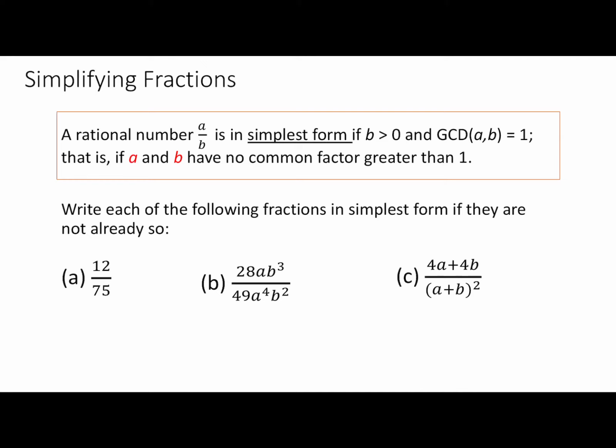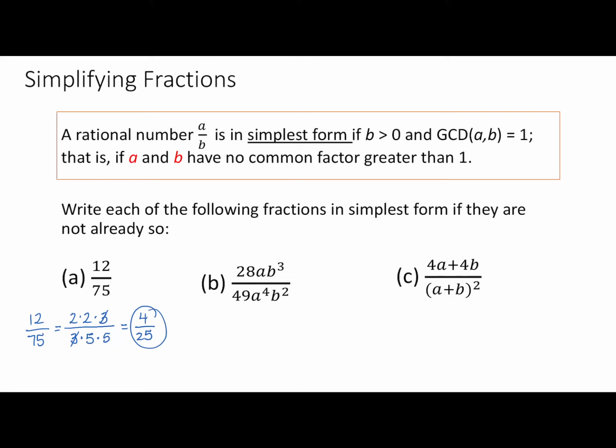Okay, so let's think about factoring 12 and 75. So 12 is 2 times 2 times 3. 75 is 3 times 25, which is 3 times 5 times 5. The numerator and denominator have a common factor of 3, and so I'm left with 2 times 2, which is 4, over 5 times 5, which is 25. So this reduces to 4 over 25, and that is in simplest form. 4 and 25 have no common factors other than 1.